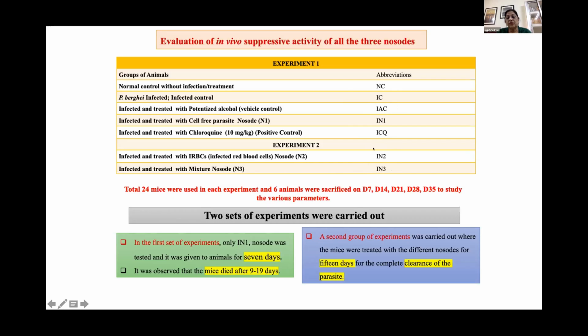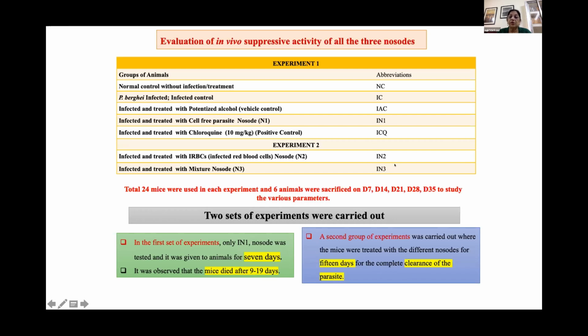Now, what was the need for doing two different sets of experiments? In the first set of experiments, we treated the infected animals with the N1 nosode for 7 days. And we found that the mice died after 19 days. So we thought that maybe the 7 day period was not sufficient for the treatment of these animals. So in the second set of experiments, we carried out the treatment for 15 days, and we found that there was complete clearance of the parasite. So we did not repeat the N1 group.